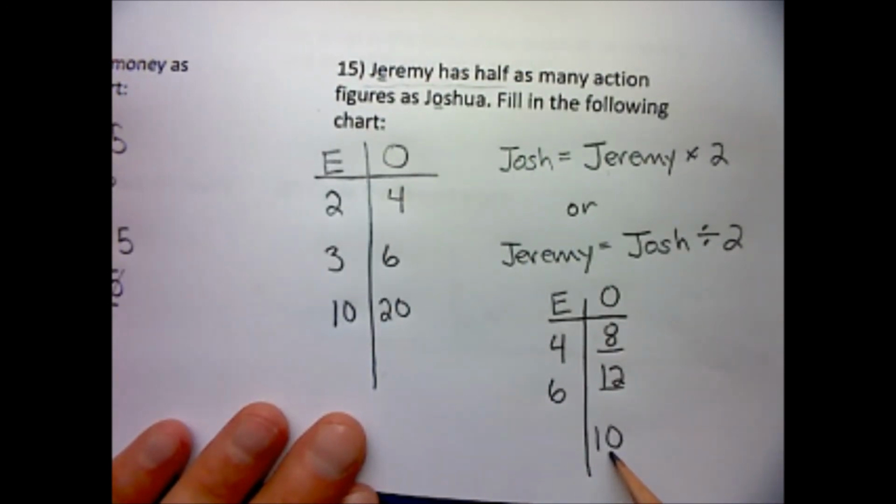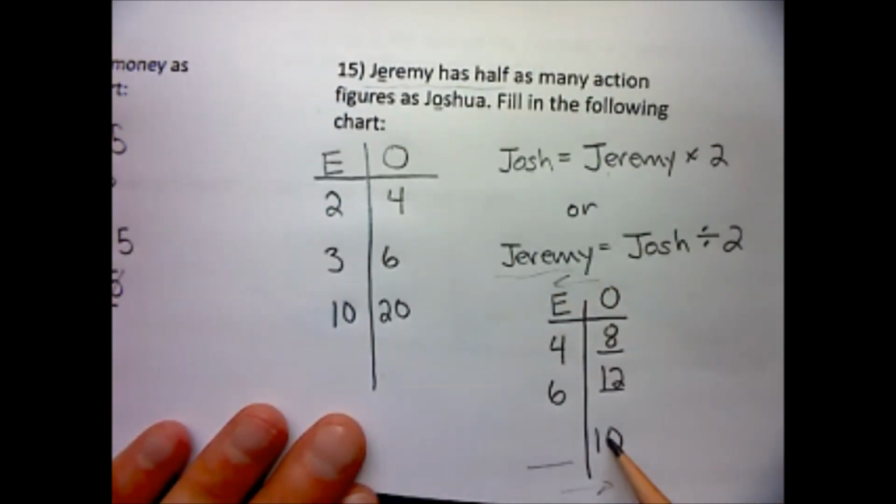All right, for this one, it's backwards. We want to find out how much Jeremy has. Well, Josh has 10. So if I want to find out how much Jeremy has, I take whatever Josh has and I divide it by 2. So what's 10 divided by 2? Because we're going backwards. When we're going this way, we're multiplying. If I'm going this way, then I'm dividing. So I take 10 divided by 2, of course, is 5 action figures.